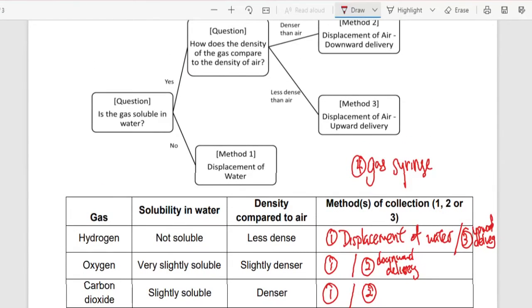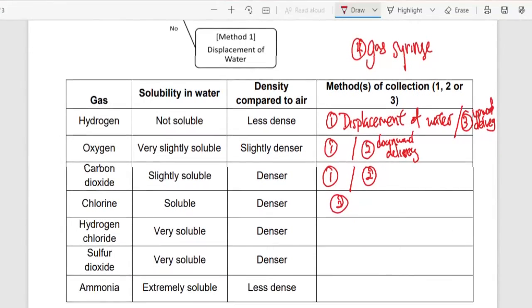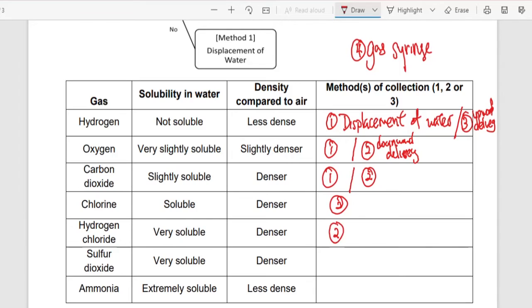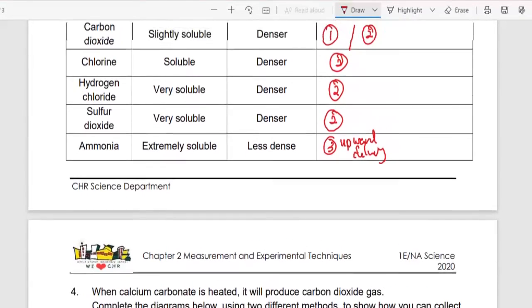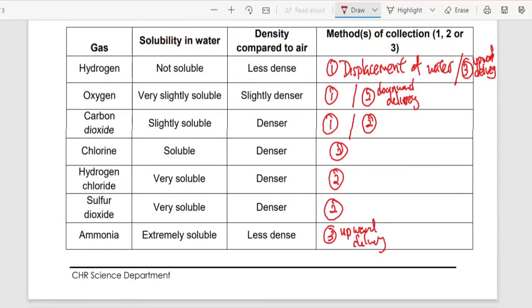So if it is denser than air, we will choose downward delivery. Denser than air, downward delivery. Denser than air, downward delivery. Less dense than air, upward delivery. So this upward delivery. Okay. So this is the selection of the various methods that we can use.